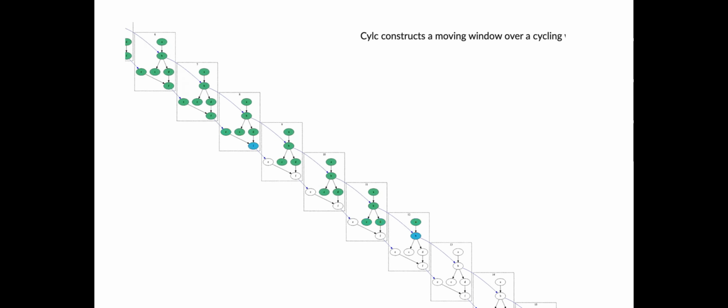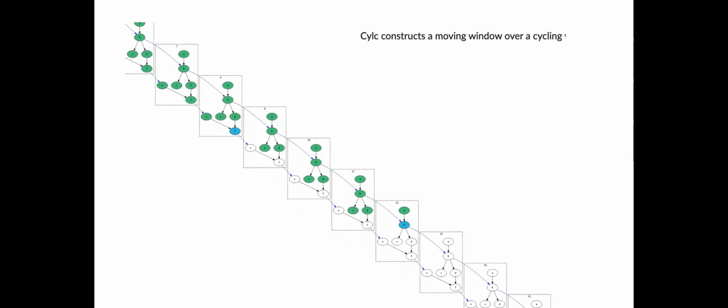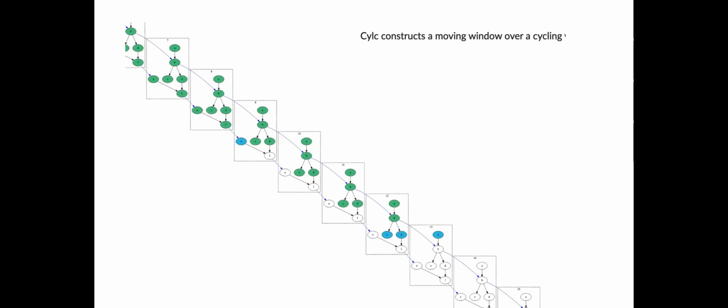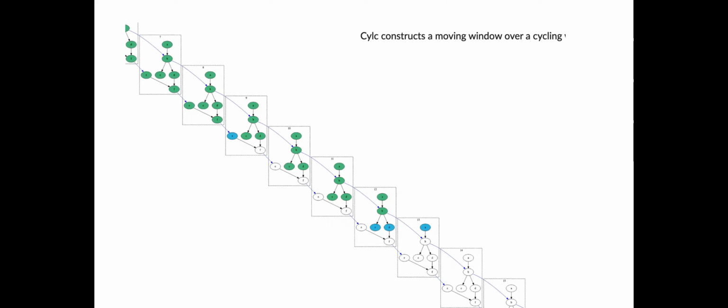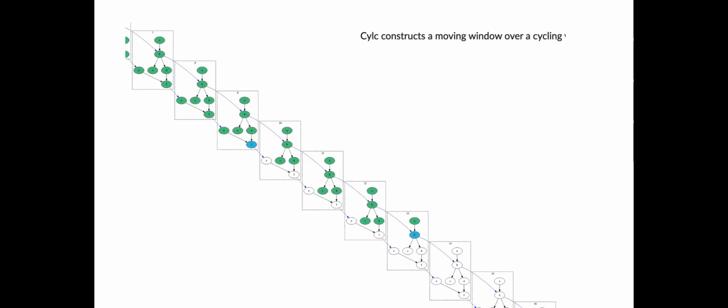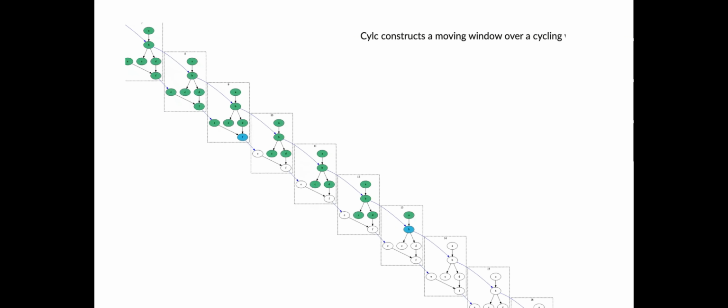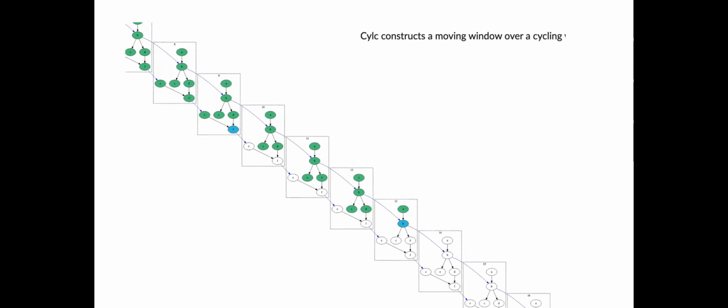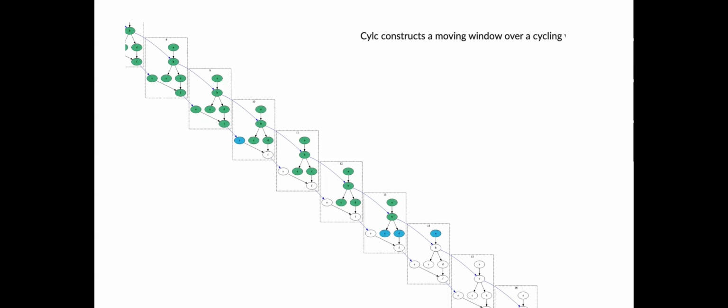Cylc does not load the whole graph into memory in order to run it. It constructs a moving window over the workflow. And just as this diagram is slowly panning to the bottom right, Cylc's window considers only the active tasks in a workflow. This means that Cylc can handle large workflows very efficiently, but also that workflows can be infinite.